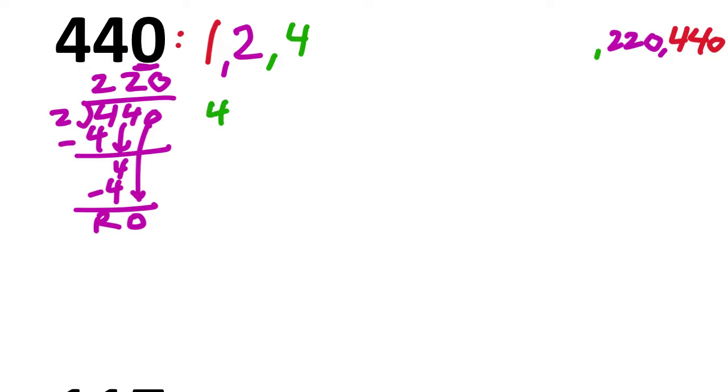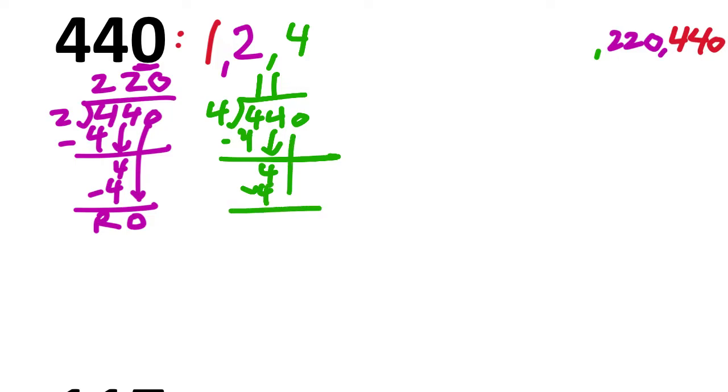So I got 4. Let's divide that by 440. 4 goes into 4 once. 1 times 4 is 4. That cancels out. Drop the 4. 4 goes into that 4 once. 1 times 4 is 4. Subtract. Drop the 0. That's our remainder there. 4 won't go into 0. So the corresponding factor with 4 would be 110.